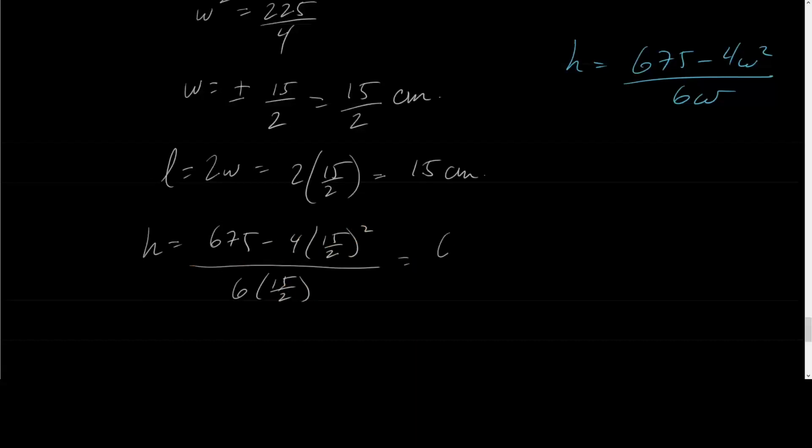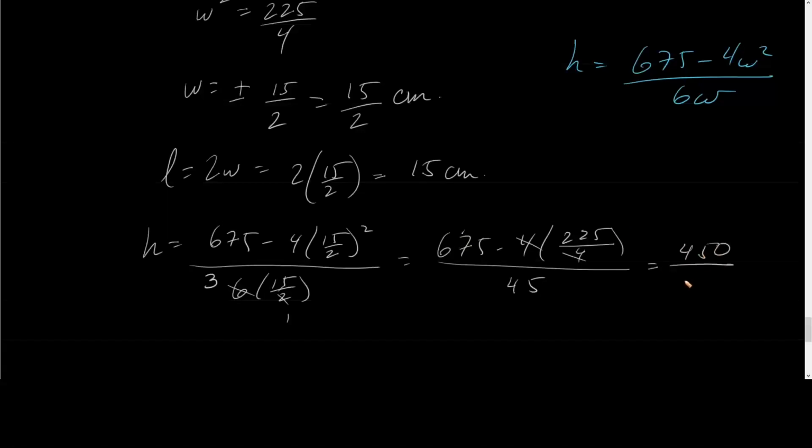All right, on the numerator, 675 minus 4 times 15 squared is 225. 2 squared is 4. These 4's reduce. 6 and 2 reduce, so I have 3 times 15 is 45, right? That's a 3 here. All right. Now, 675 minus 225. Well, 600 minus 200 is 400, and 75 minus 25 is 50, so I get 450 over 45, giving me, well, simply 10, and our units were in centimeters.